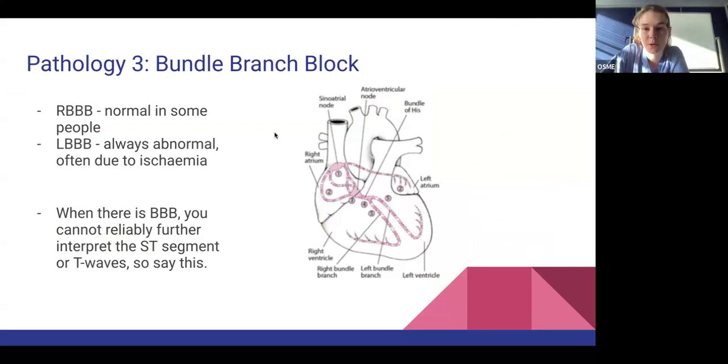So right bundle branch block is normal in some people, abnormal in others. Left bundle branch block is always pathological, which is a question that does come up in multiple choice, often due to previous ischemic events. When there is bundle branch block, something that's really good to say in front of the examiner is you can't go any further into your waveform analysis. You can't reliably interpret the ST segment or the T waves. So this does not mean there's a STEMI despite the ST elevation. And we'll get into why it's one and not the other.